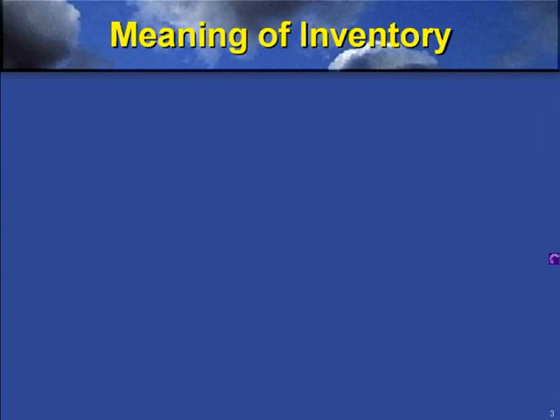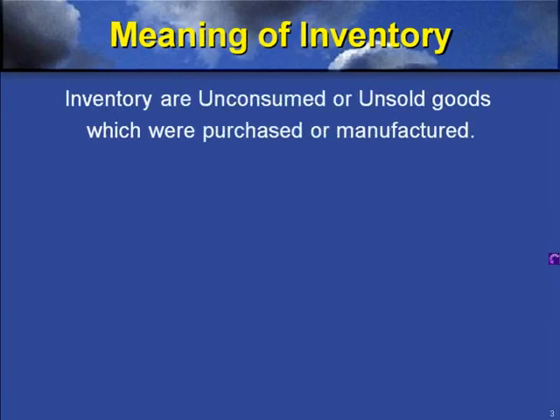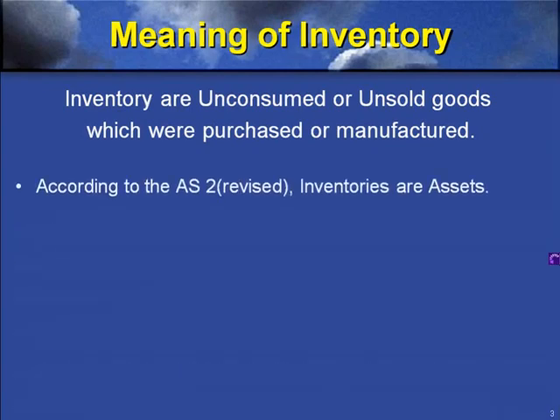First is the meaning of inventory. Inventories are generally known as stock, and stock means unconsumed or unsold goods which were purchased or actually manufactured. Suppose you have purchased 10,000 quantity but you have sold only 9,000 quantity, it means 1,000 quantity is known as stock. Parallelly, if you have manufactured 10,000 quantity and sold only 9,000 quantity, in the same example 1,000 quantity will be known as manufactured stock or inventory.